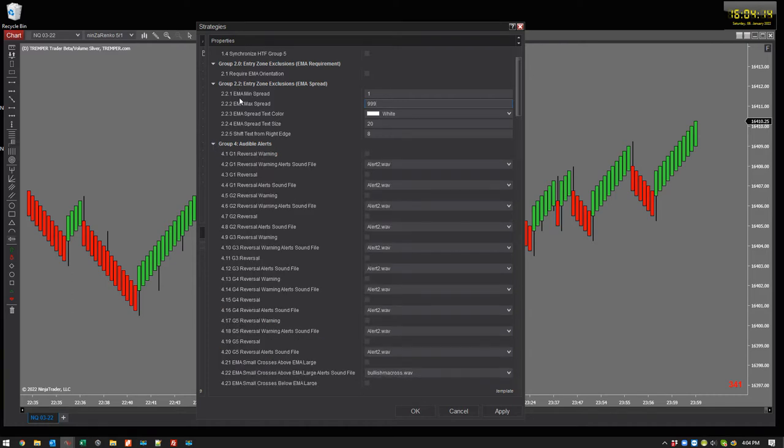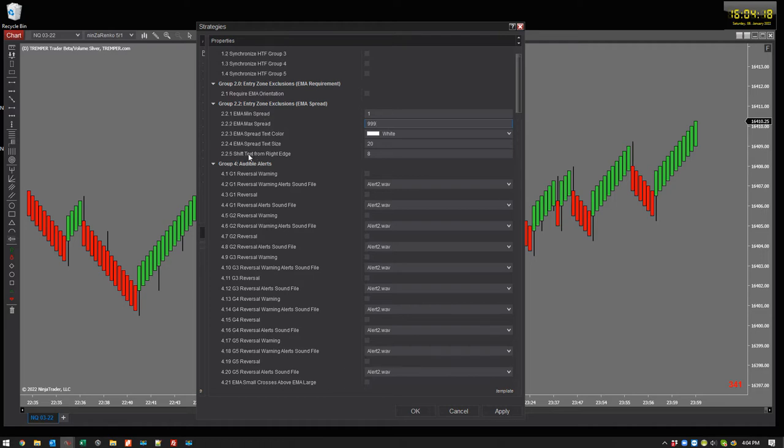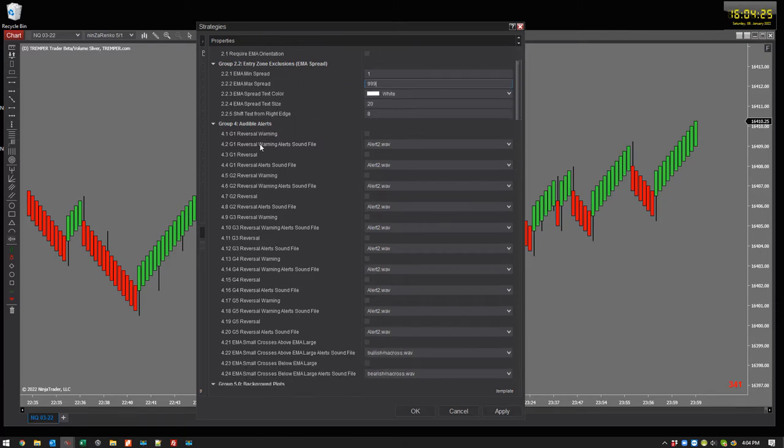Now there are more group 2s coming. There's a lot more coming. Group 3 is saved for the future. Had it in there. It's coming out. We'll be adding that later if it's a future one. Group 4 is all audibles.